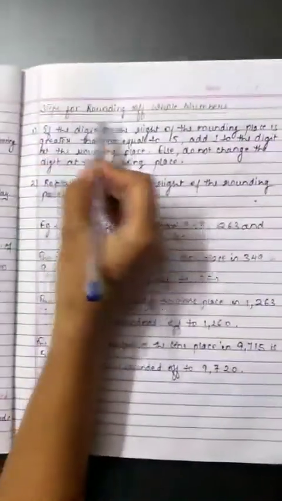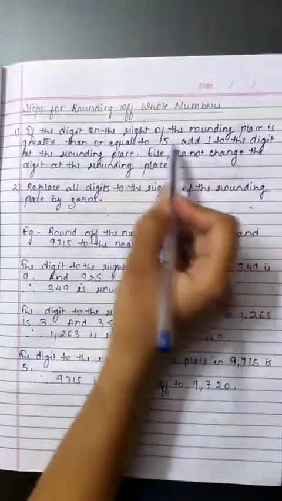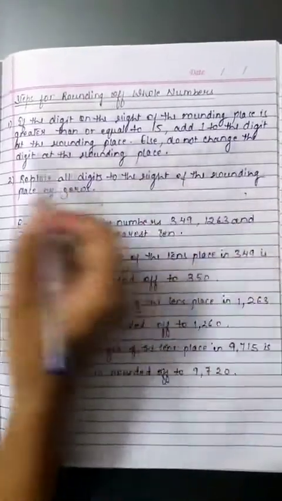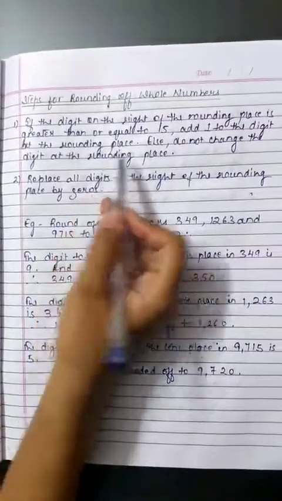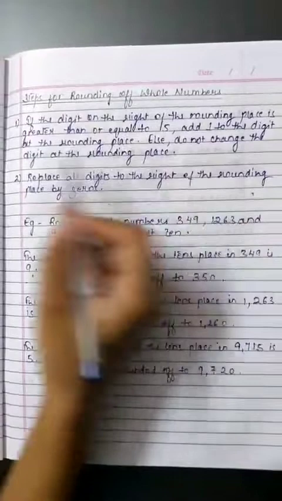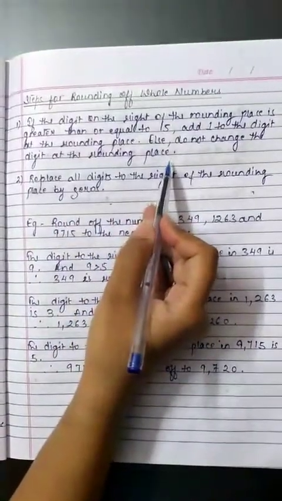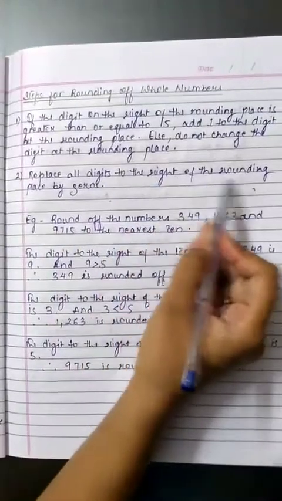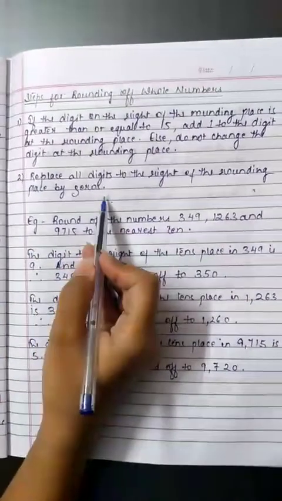Now, the steps for rounding off whole numbers. Step 1. If the digit on the right of the rounding place is greater than or equal to 5, add 1 to the digit at the rounding place. Else, do not change the digit at the rounding place. Step 2. Replace all digits to the right of the rounding place by 0.